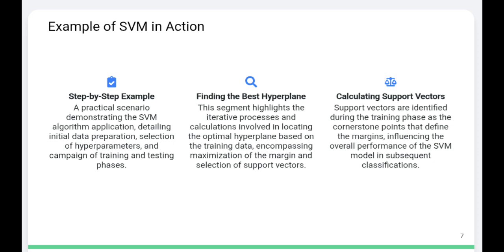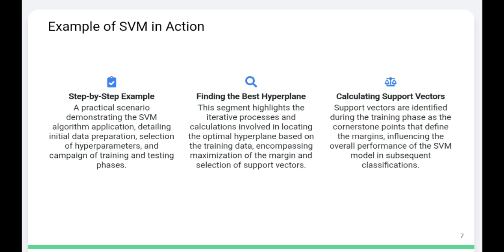Example: SVM in action. Step-by-step example. A practical scenario demonstrating the SVM algorithm application, detailing initial data preparation, kernel selection, and hyperparameters, and the training and testing phases. Finding the best hyperplane, this segment highlights the iterative processes and calculations involved in locating the optimal hyperplane based on the training data, encompassing maximization of the margin and selection of support vectors.